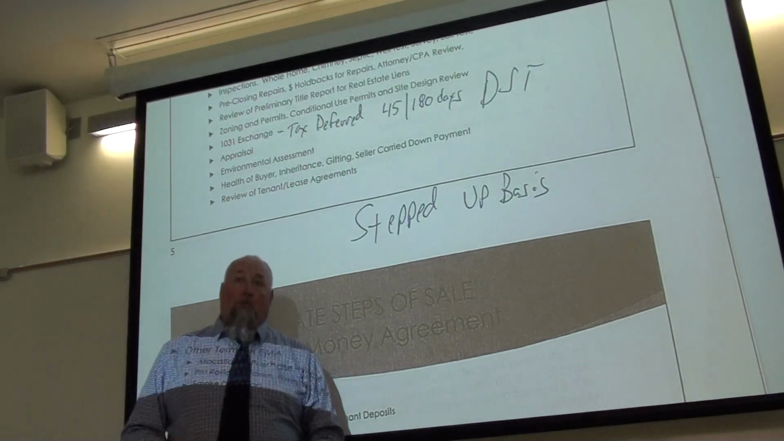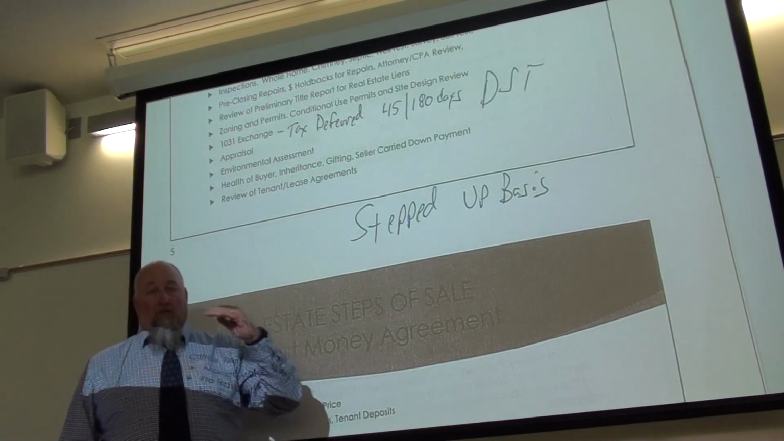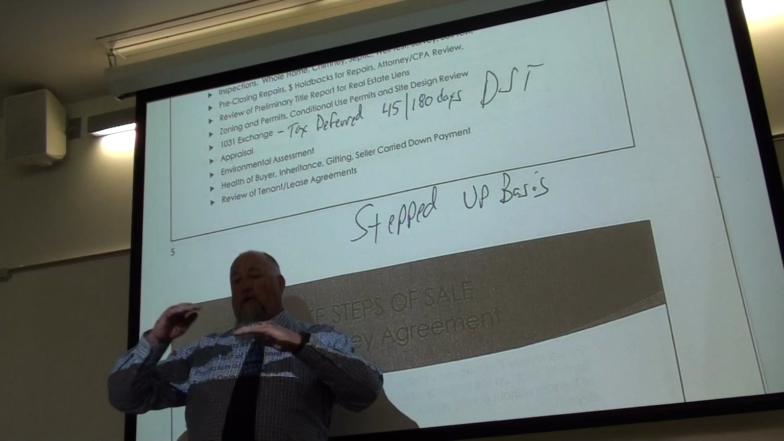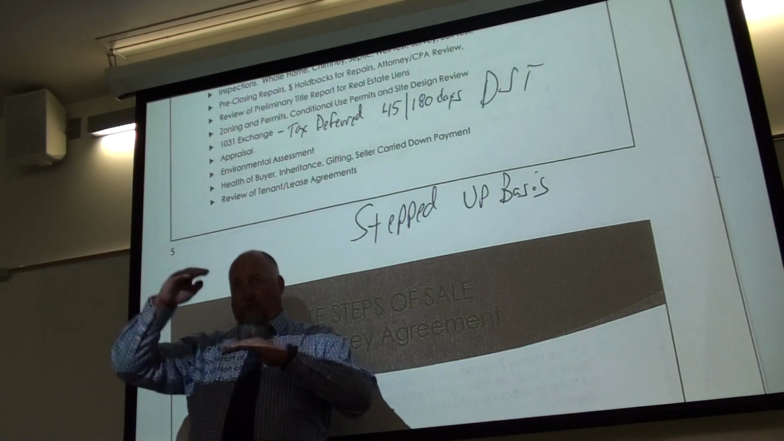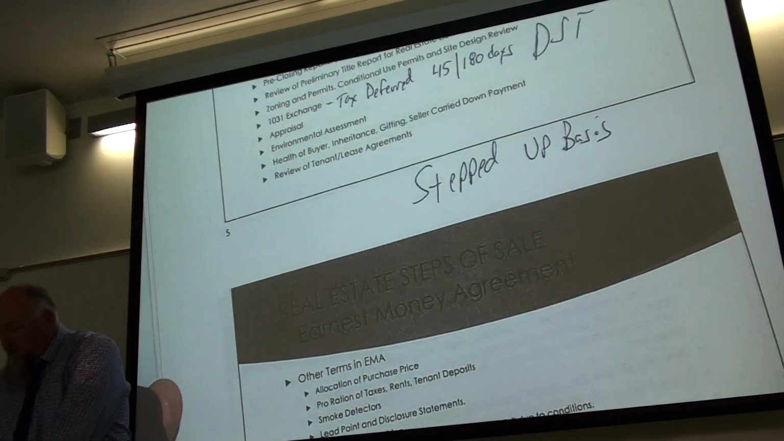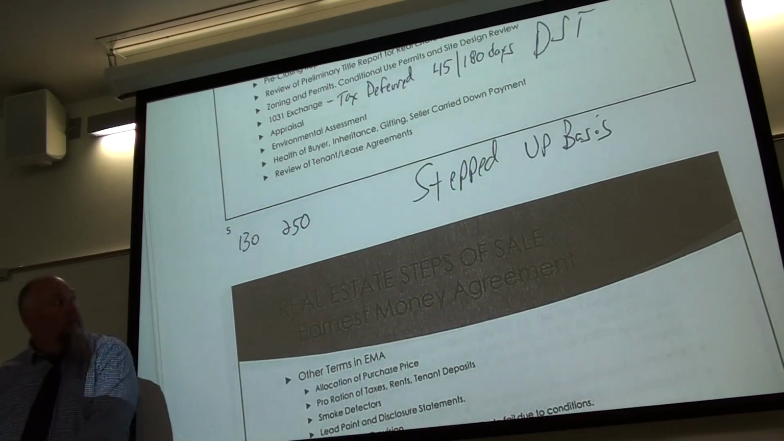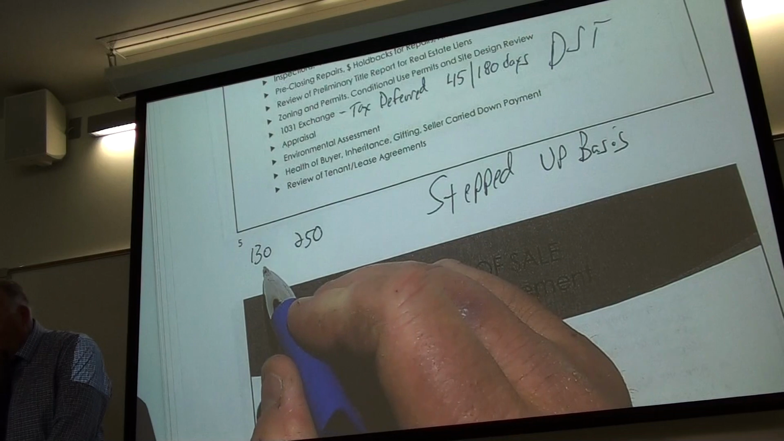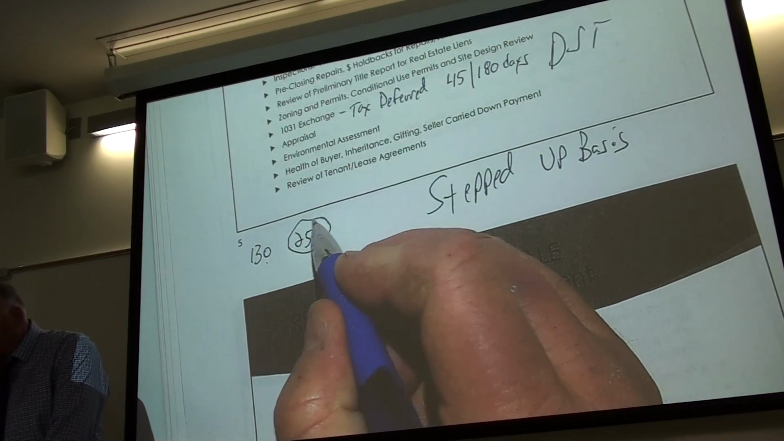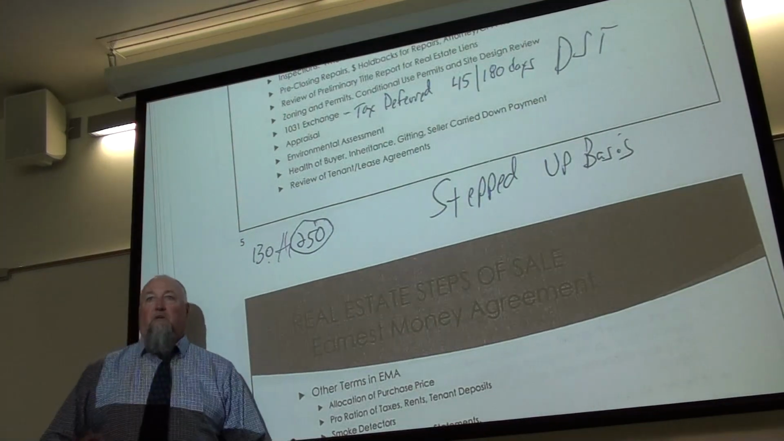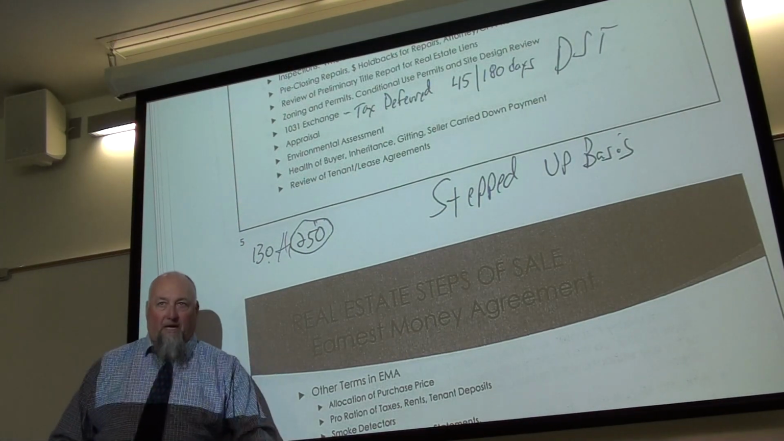Now the way an inheritance works is when someone dies, the people that inherit that property get a stepped up basis. So if your basis was 130, but the value now is 250, when the person dies, you inherit at that value. So all of this gain basically goes away. It doesn't get taxed by capital gains.